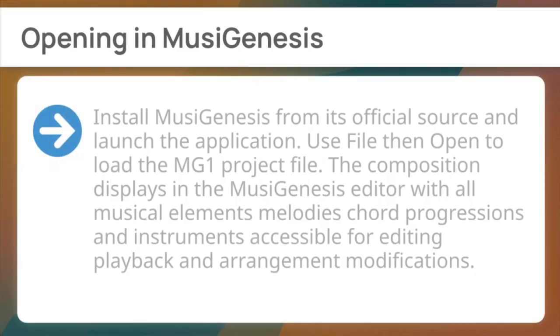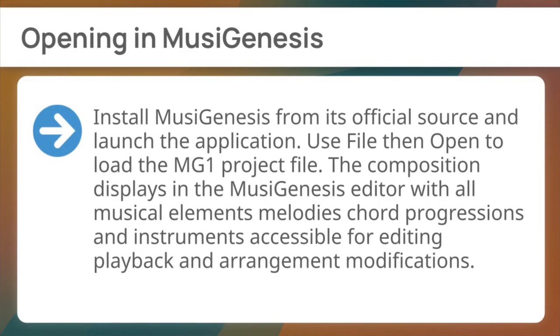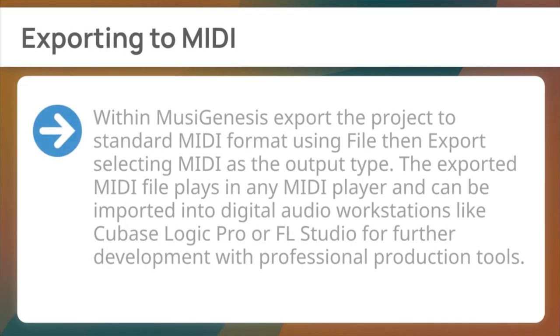First, opening in MusiGenesis. Install MusiGenesis from its official source and launch the application. Use File then Open to load the MG1 project file. The composition displays in the MusiGenesis editor with all musical elements, melodies, chord progressions, and instruments accessible for editing, playback, and arrangement modifications.